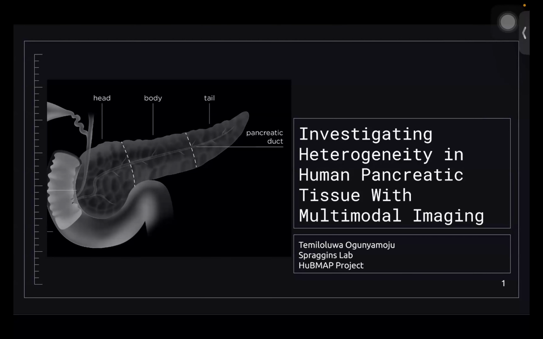I am a student at Calder University, and over the summer, I have been at Vanderbilt University in the Spraggins Lab, which is a mass spectrometry research lab. And what I've been working on is investigating heterogeneity in human pancreatic tissue with multimodal imaging, such as the one that the lab uses.